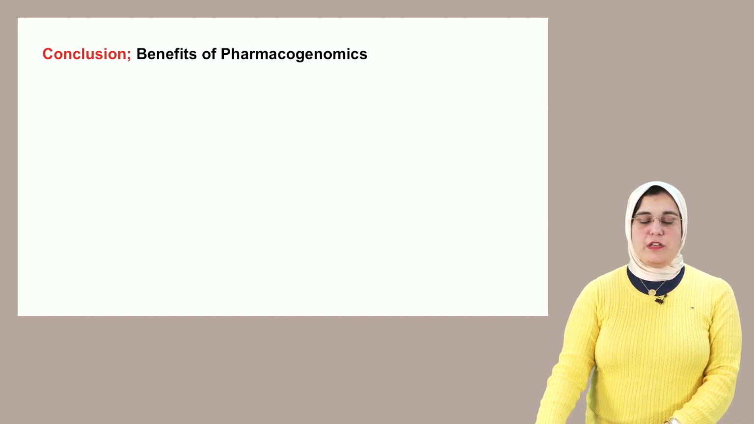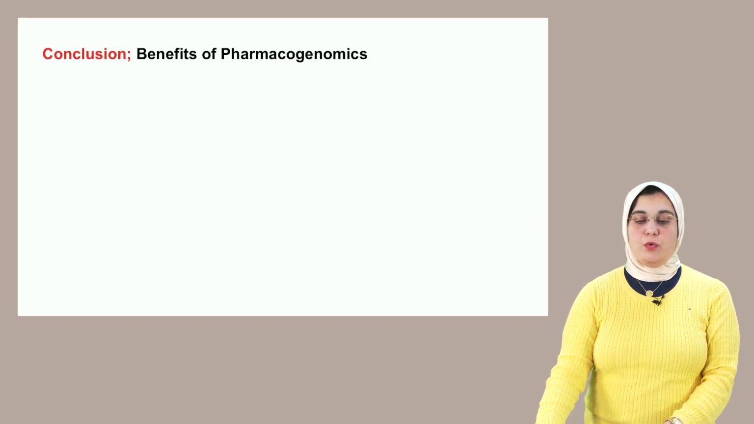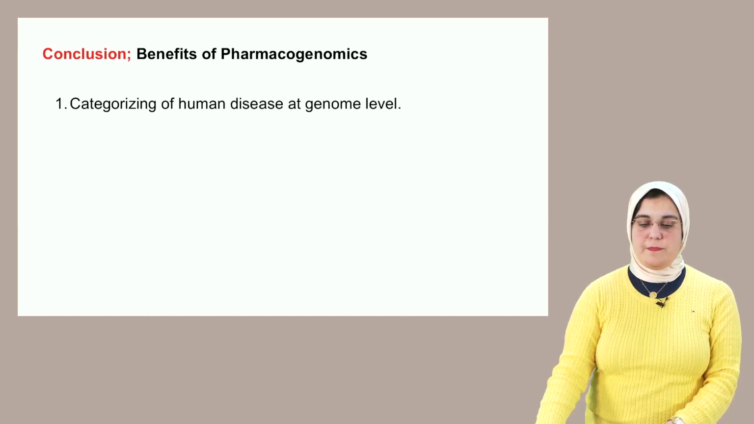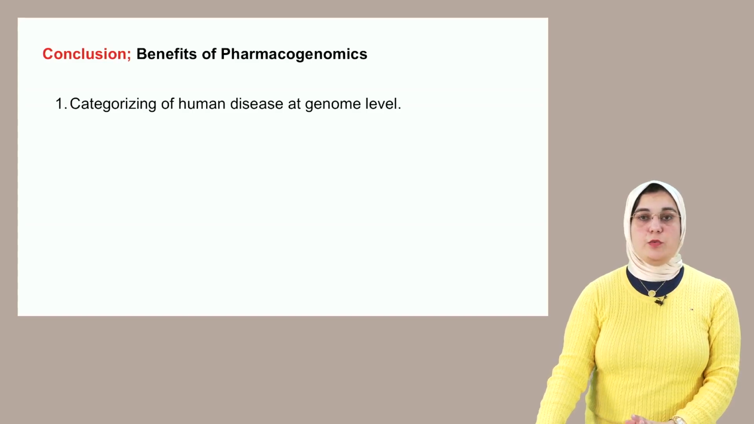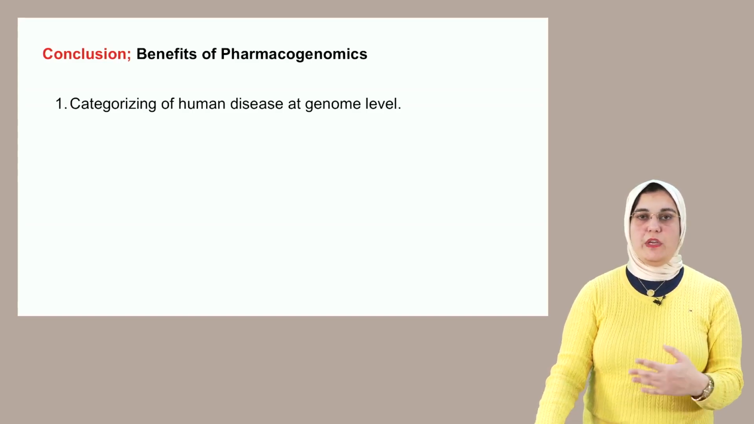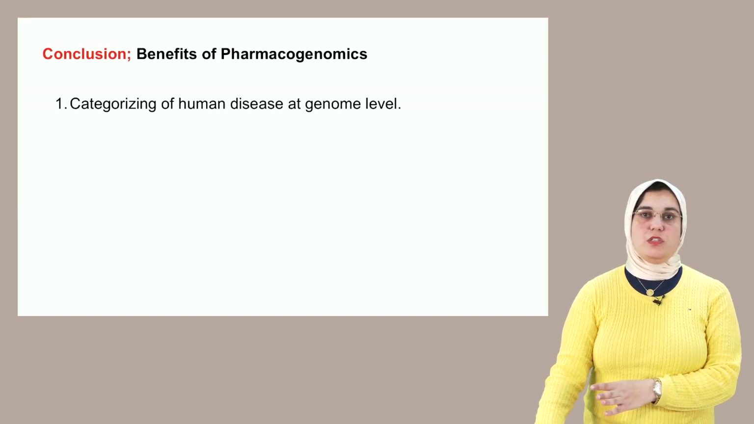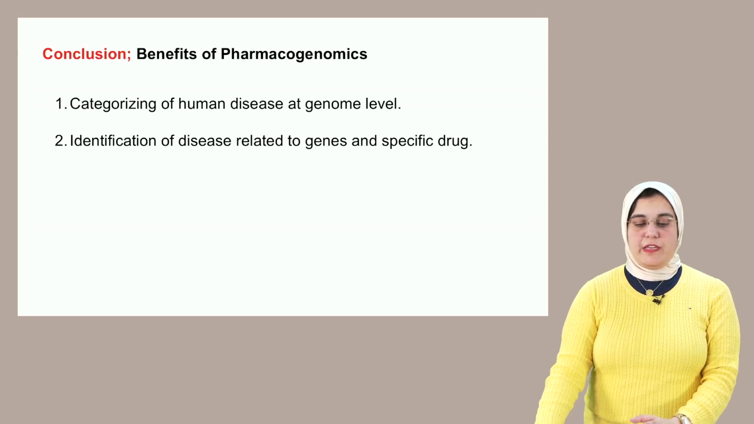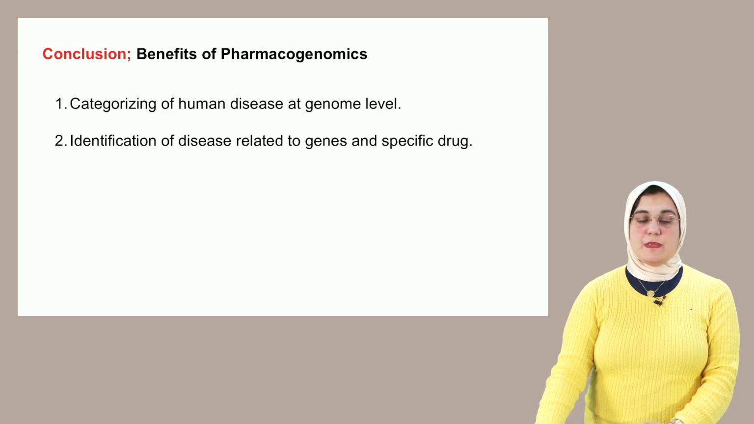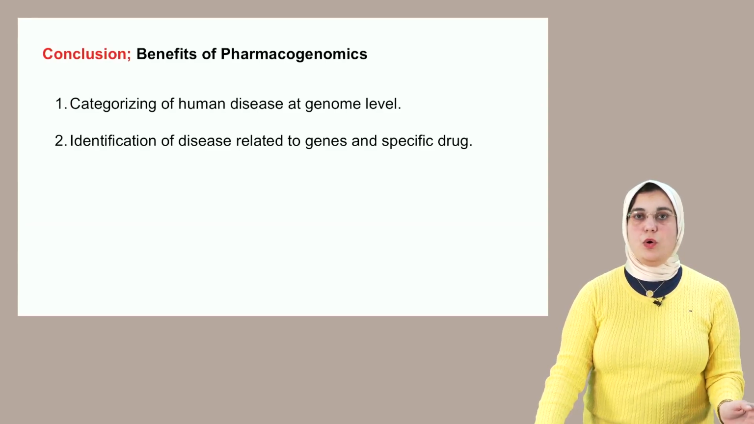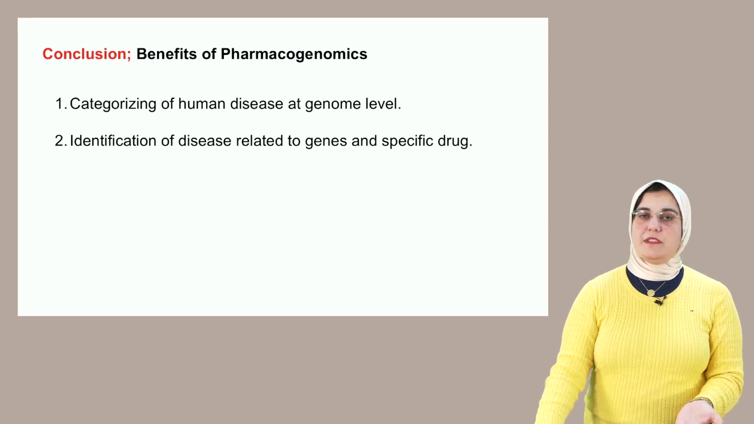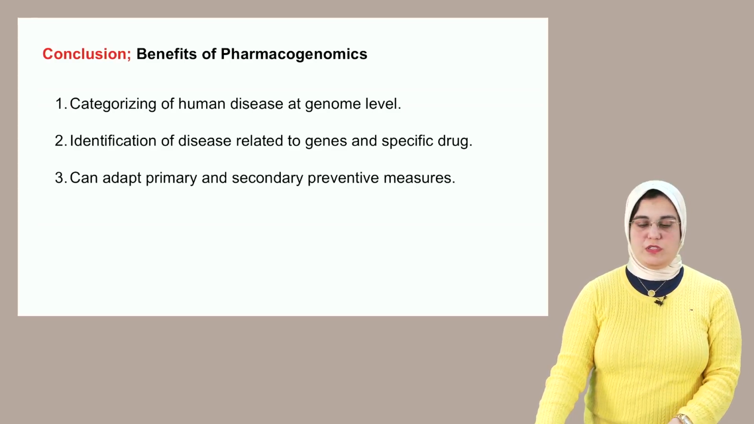So in conclusion, now we can summarize how pharmacogenomics is important for us as pharmacologists and as pharmacists. First, we can categorize human disease at the genome level: which disease is a genetic one and which is not. Identification of disease related to genes and specific drugs. So if we know that a certain kind of disease happens due to a single SNP, we can totally avoid this disease if it's caused by the drug, and advise the patient never to use this drug.